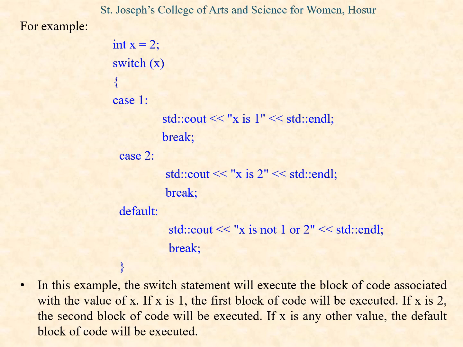So this is the example for switch statement. Here we are declaring one variable called x with the value 2 and we are going to check the value of x with the help of switch statement. If the value of x is 1, case 1 will be executed. If the value of x is 2, case 2 will be executed. If the value of x is not 1 or 2, default will be executed. So after the execution of this program, the output will be x is 2.